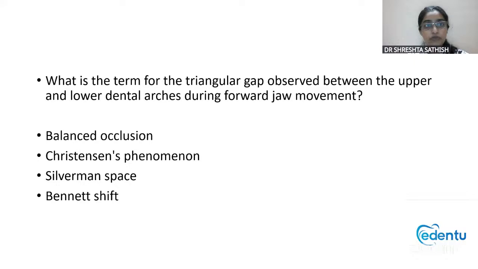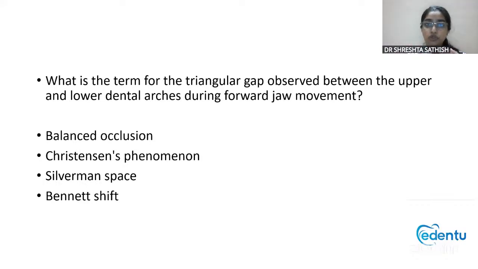What are the eccentric positions? You have protrusive, you have right lateral, and you have left lateral. These three positions are the eccentric positions. Any position other than your centric relation is an eccentric position. So you have bilateral, simultaneous antero-posterior relation of the maxillary and mandibular teeth in centric and eccentric position. So you have contact of teeth in all these positions.